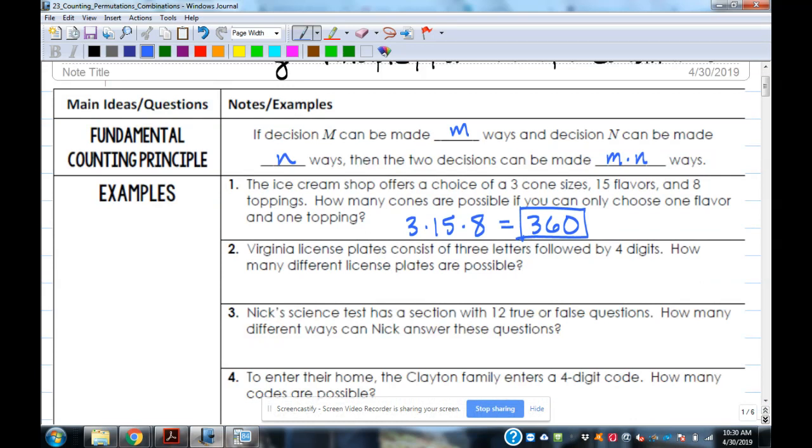All right, number 2, Virginia license plates consist of 3 letters followed by 4 digits. How many different license plates are there? So there's 3 letters followed by 4 digits. One of the key things with the fundamental counting principle is that a lot of times if you make blanks for the different decisions, it helps. So for 3 letters, we put 3 blanks, and then 4 blanks for the 4 digits. How many letters are there to choose from? 26. So the first choice has 26 letters. It didn't say anything about not being able to repeat a letter.